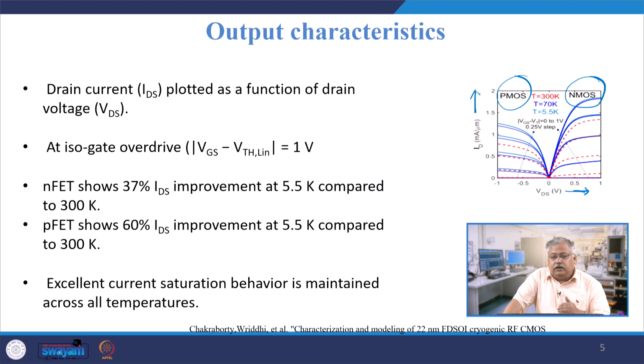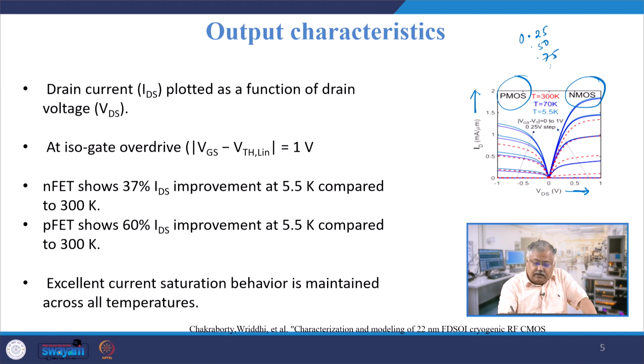down to 70 Kelvin around liquid nitrogen, and then we go down to liquid helium, which is the 5.2 to 5.5 Kelvin range. I am using my overdrive, which is VGS minus VTH, varying from 0 to 1 volt with a step of 0.25 volts. You got the point? As you can see here, it is done in steps of 0.25 volt from 0 to 1 volt. So I will get 0, then overdrive of 0.25, 0.50, 0.75 and then 1 volt. So there will be 4 graphs related to it.